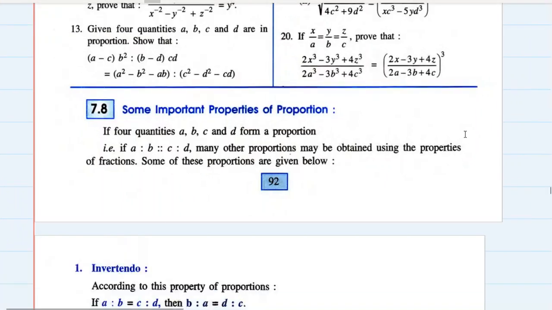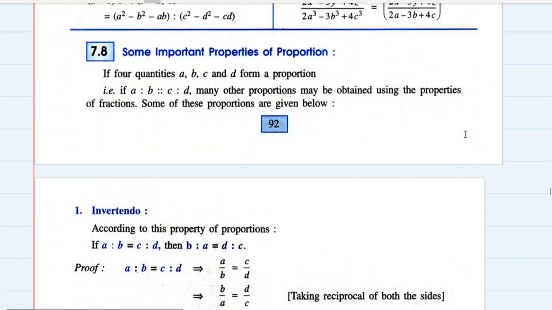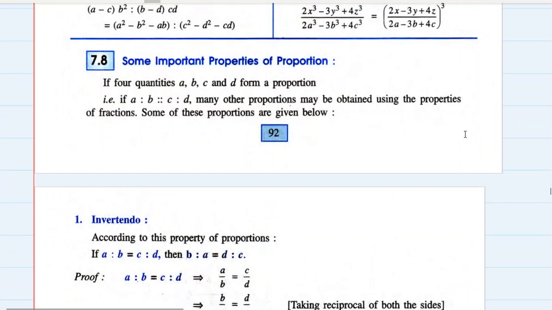Welcome to the final part of Maths Chapter 7, Ratios and Proportions. In this part, we are going to study the important properties of proportions.